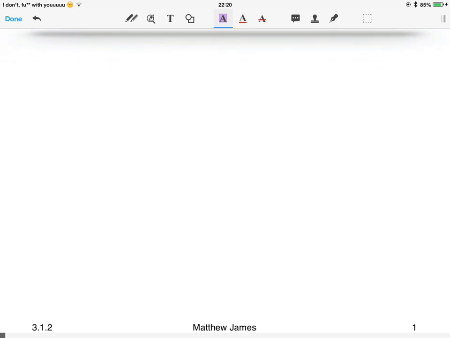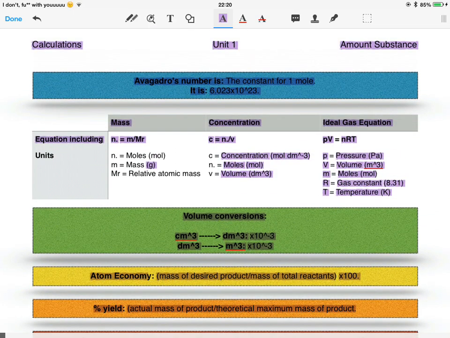And that's all you need to know for the calculations of the amount of substance.